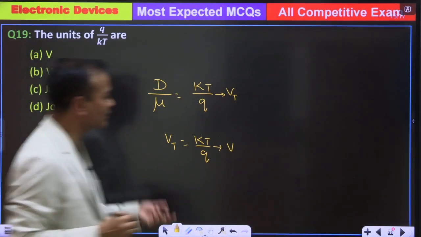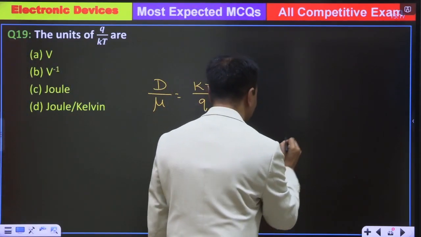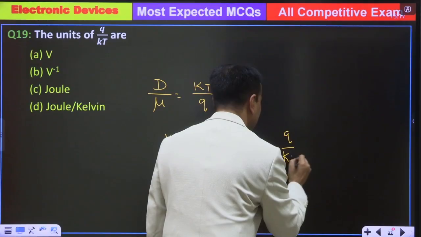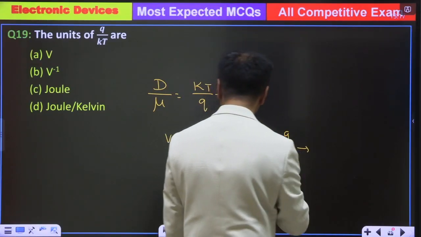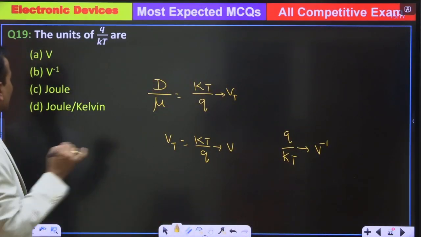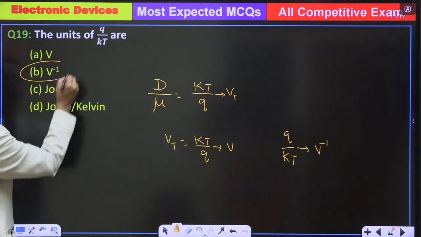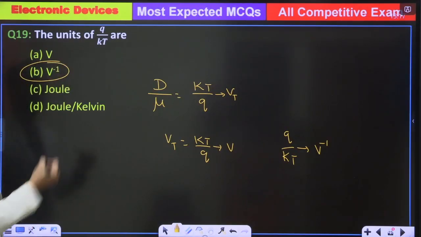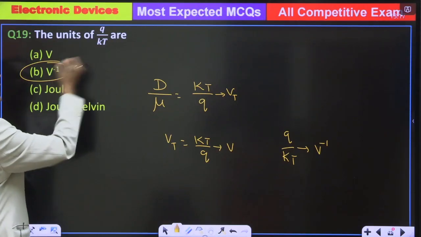If we reverse this, Q by kT, then what will be their unit? It will be per volt. So V raised to minus 1, or simply we can say per volt. So option B is the right answer for this question.